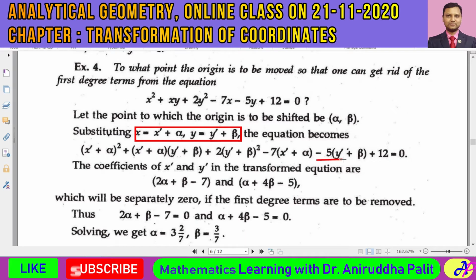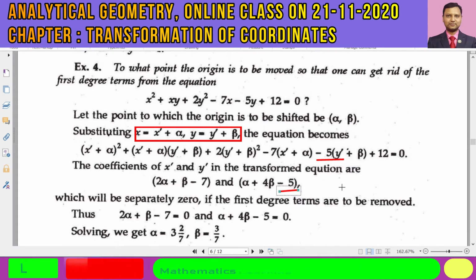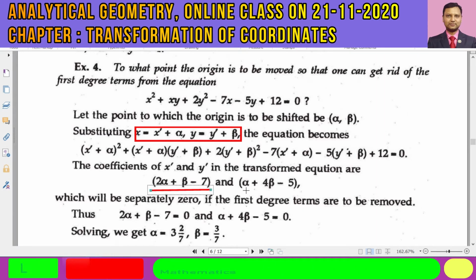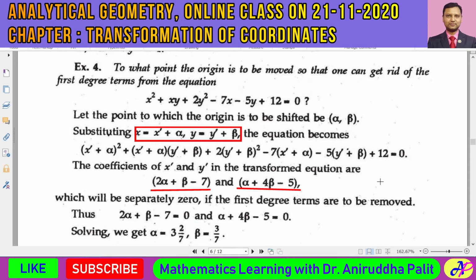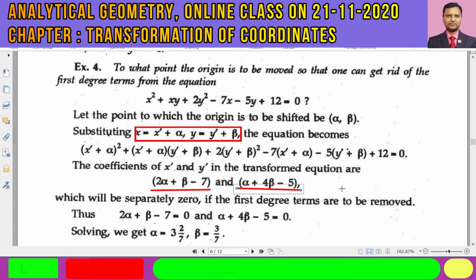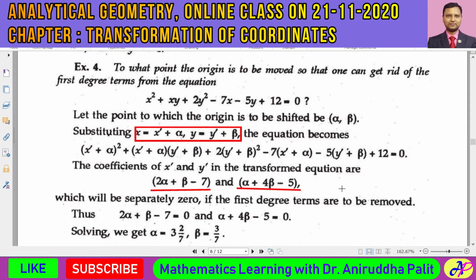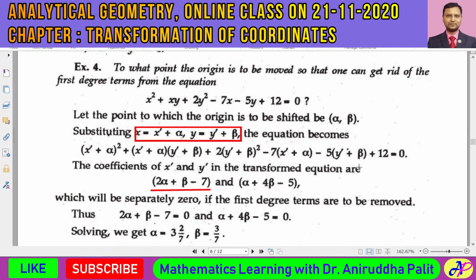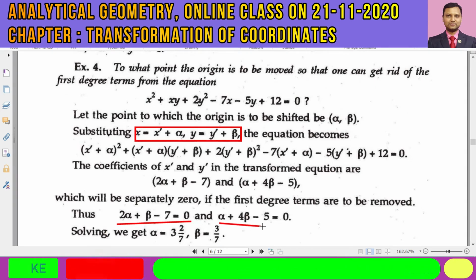And from this portion, minus 5 y prime would come. So this minus 5 is the coefficient of y prime, and the remaining portion is about the constant terms, minus 12 plus 12, so forget it. So this is the coefficient of x prime, and this would be the coefficient of y prime. And as per the question, these two expressions should vanish separately, individually. In that case, the term containing x prime and the term containing y prime will be removed. Got it? And therefore, we put this expression equal to 0, and this expression equal to 0.